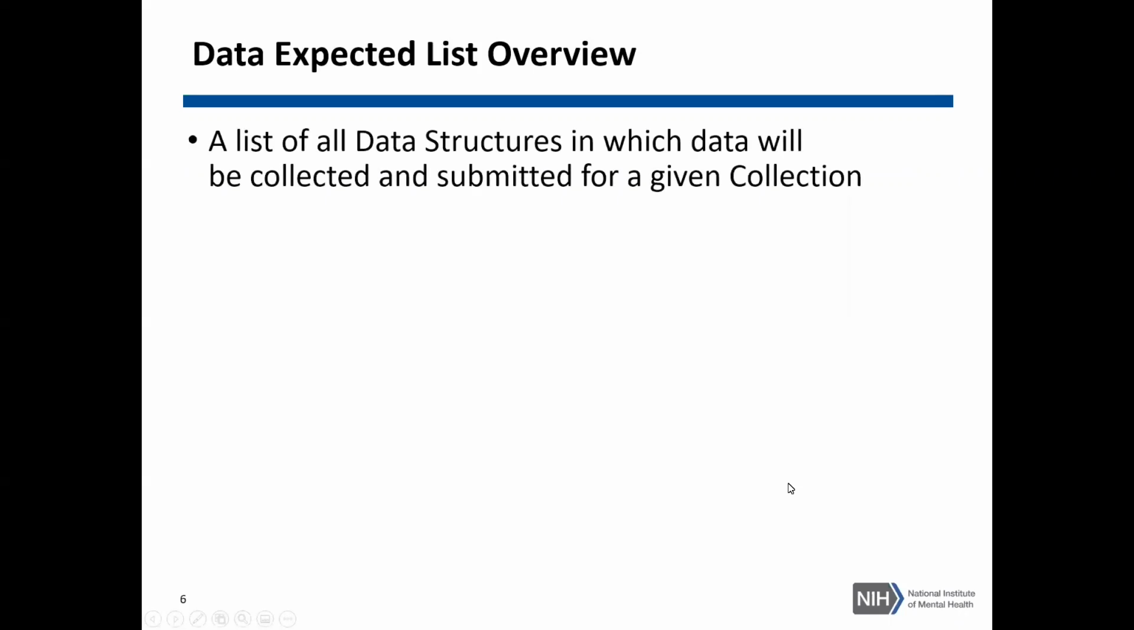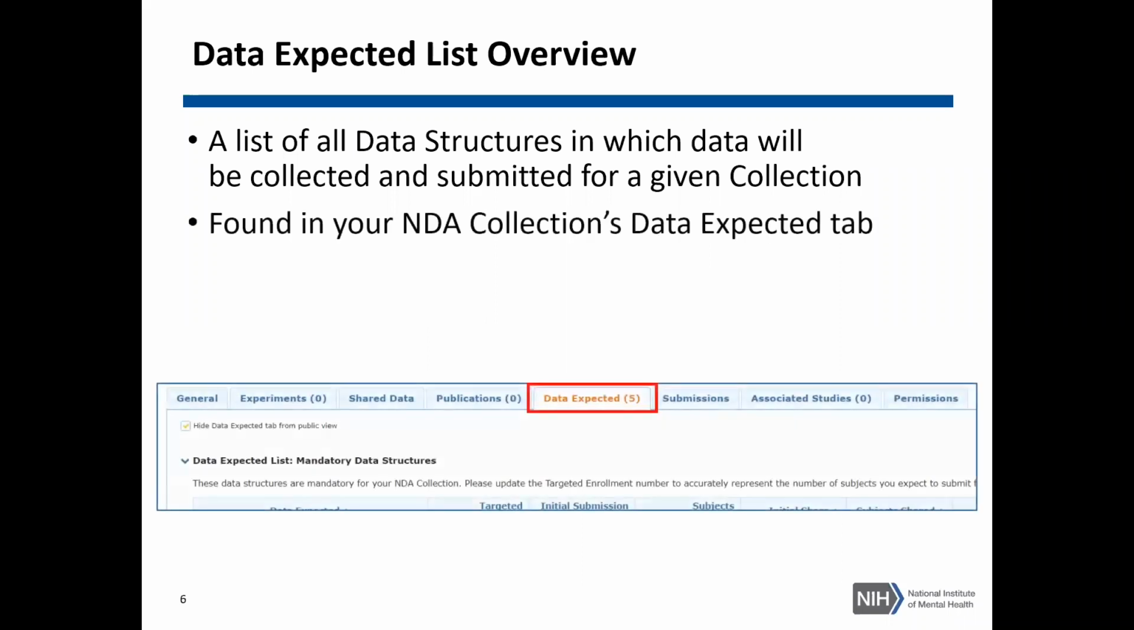The data expected list is a list of all the data structures that you'll submit data to in your NDA collection. The data expected list can be found under your data expected tab of your NDA collection. And to actually edit this data expected list and to populate it with data structures, you must have admin permissions to the NDA collection. So if you're the PI, you'll gain these permissions after you submit the NDA data submission agreement. But if you're not the PI, your PI can provide you these permissions via the permissions tab of the NDA collection.